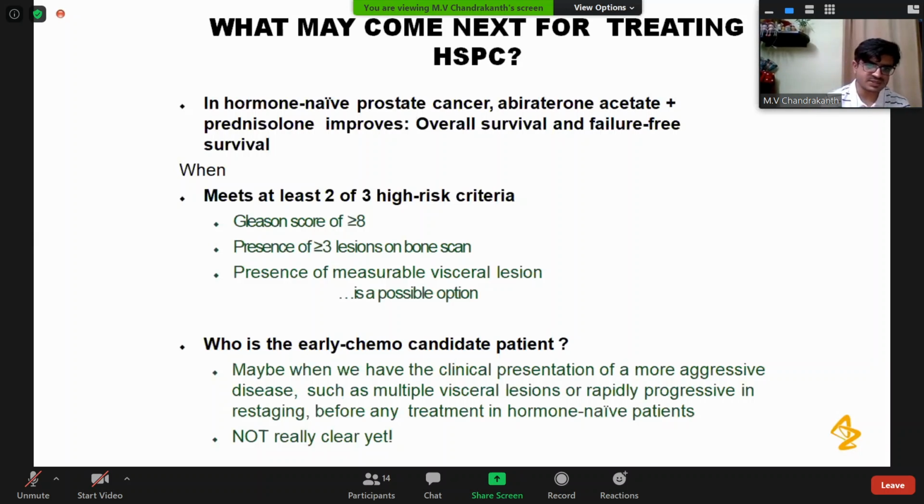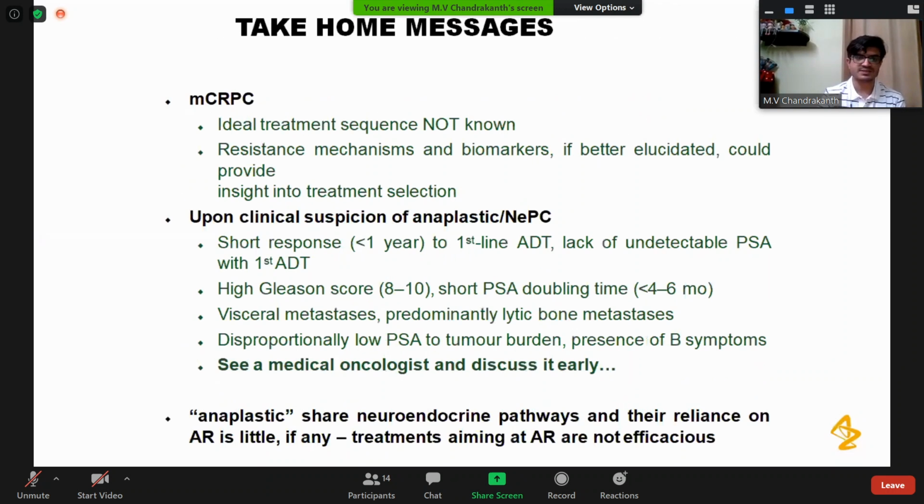So who is the early chemo candidate patient? Maybe when we have the clinical presentation of a more aggressive disease, such as multiple visceral lesions or rapid progression on restaging before any treatment in hormone-naive patients. However, these data are very soft and not clear. So we reserve docetaxel for high volume disease, high Gleason's, and visceral mets.